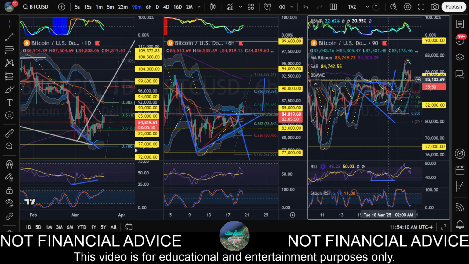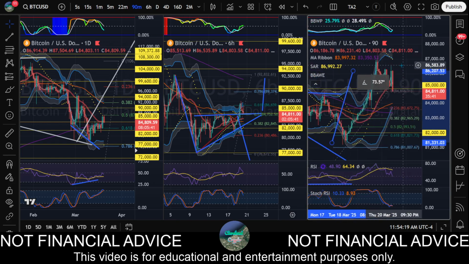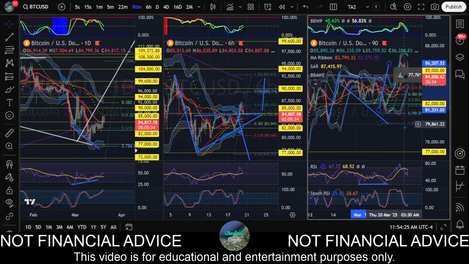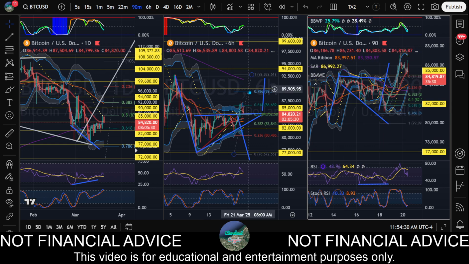And hey, we did. Not only did we break over it, we completed the measured move of the bull flag and then some, getting up to almost 88,000. How high did it actually get to? Let's see. 87,495. So almost 85. Almost 88. Not quite up to that 90 resistance yet.